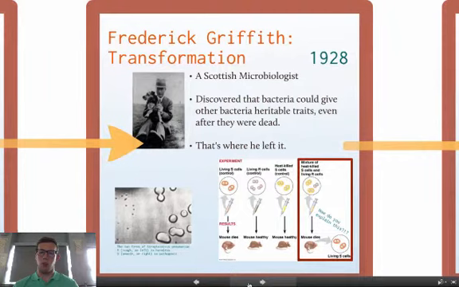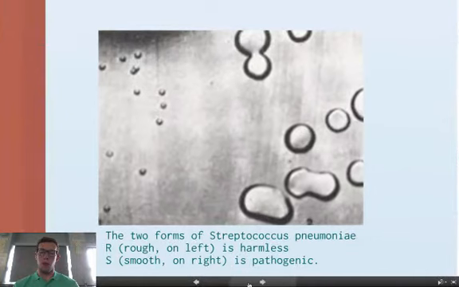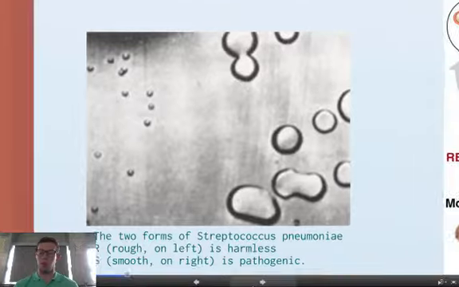So then we move forward and we're talking with Griffith, and this is when he started his transformation experiments, and he discovered that bacteria could give certain traits even after they were dead. So there's something going on here that wasn't quite living, but they could still transfer these traits. So he used Streptococcus pneumoniae, strep, and he was using rough and smooth forms on the right. The smooth form over here is actually pathogenic, so that's going to harm us. The rough form on the left is harmless, not really going to do much.